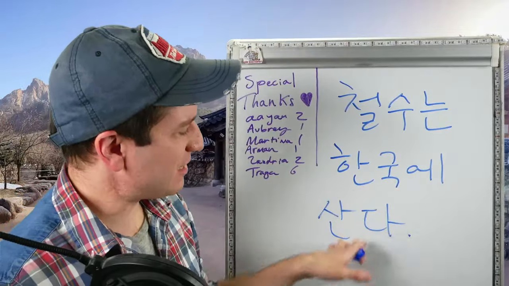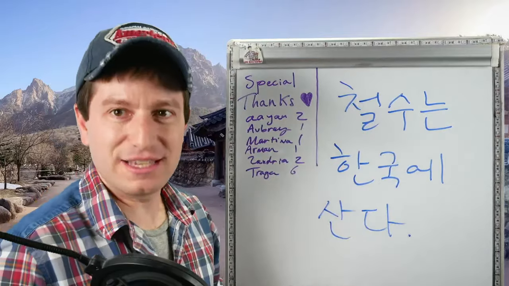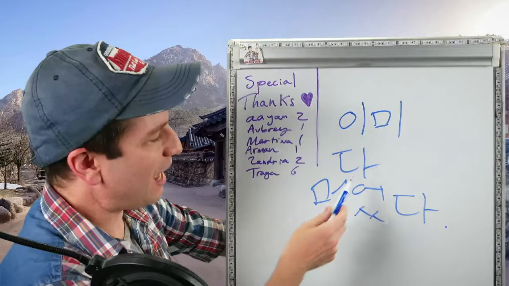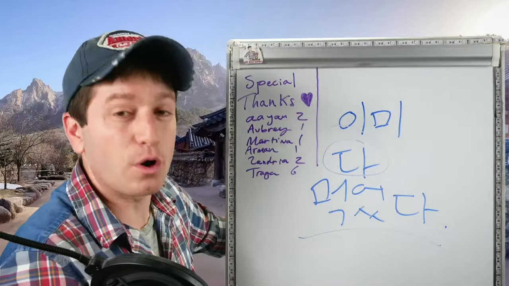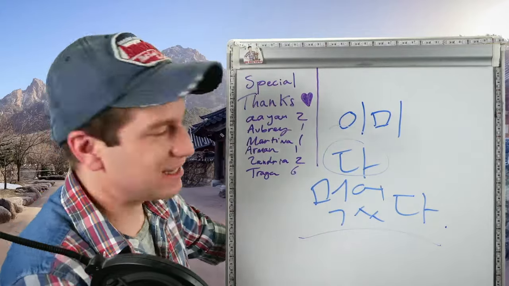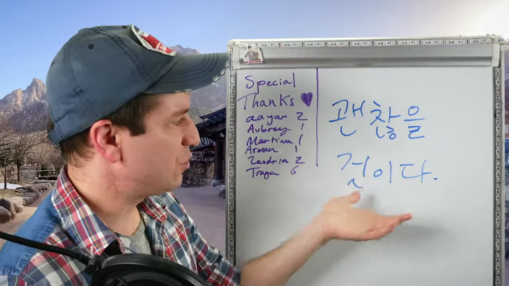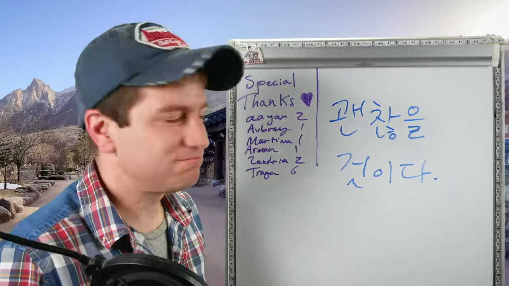철수는 한국에 산다. 철수는 한국에 산다. 살다, lives. Lives in Korea. 이미, already, 다, all, 먹었다. So I ate it all already. Or more naturally, I already finished eating it. 이미 다 먹었다. 괜찮을 것이다. You could have also said 거다. 괜찮을 거다. It will be okay.